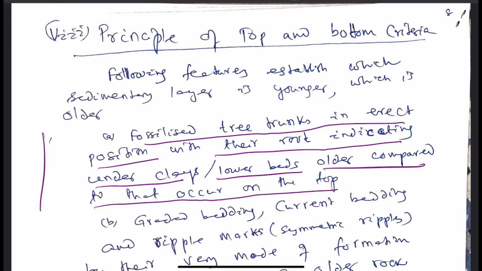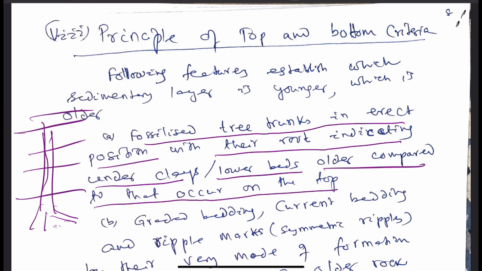So fossilized tree trunks in erect condition are always older. This contains the root, this is older. Then it has been subject to deposition, so it is found in this condition. So erect tree branches indicate the bottom beds where the roots grow. This is older than the sediment sequence that comes at the top.